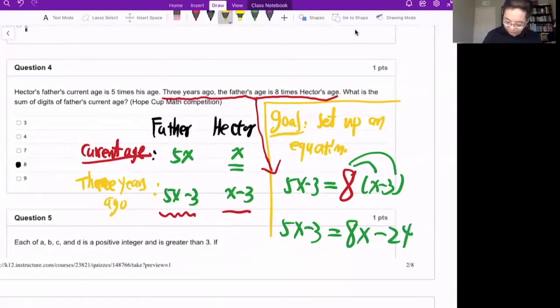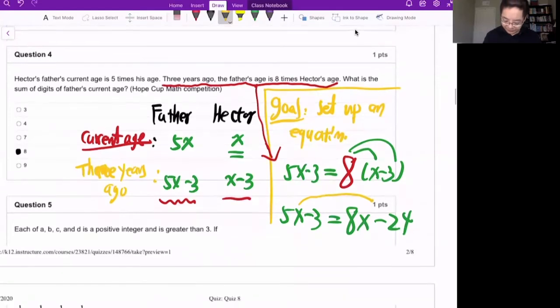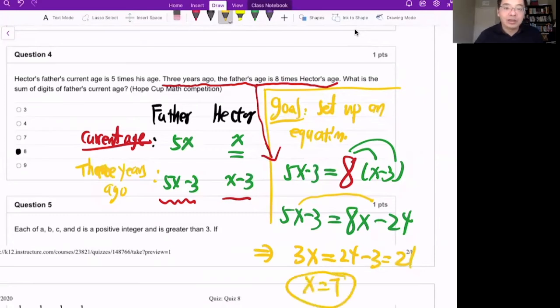Then we move x to the right-hand side and numbers to the left-hand side. This tells us we get 3x equals 24 minus 3. Sorry, that's 21. So 21, then x is 7. This tells us Hector's current age is 7. Great. So the father's age is 5 times 7, which is 35.